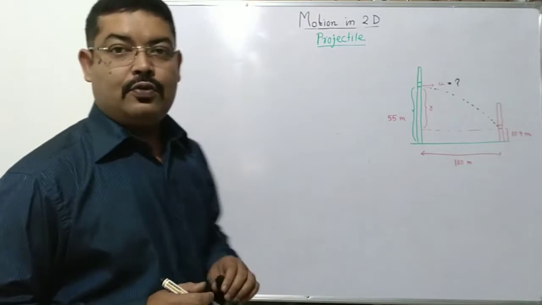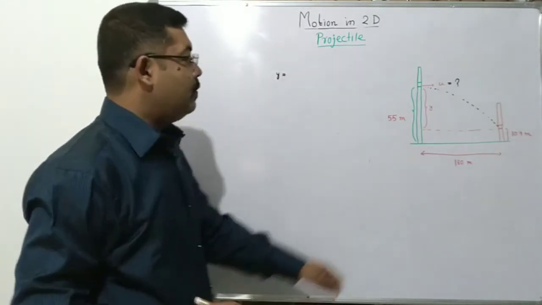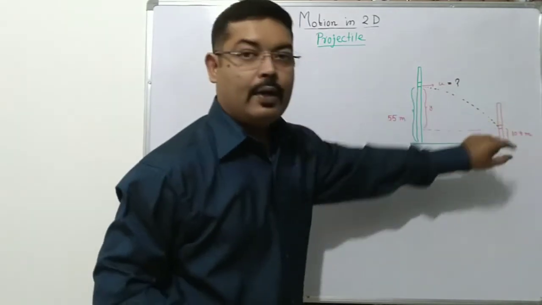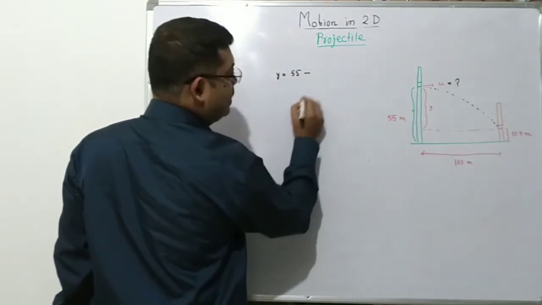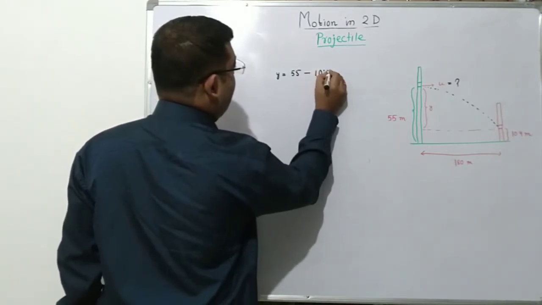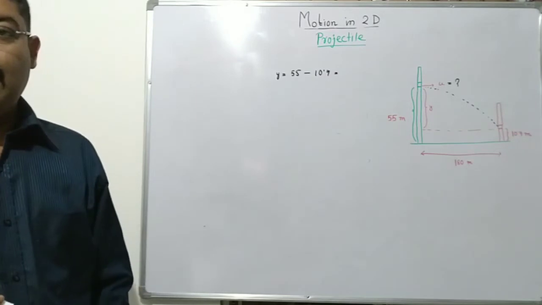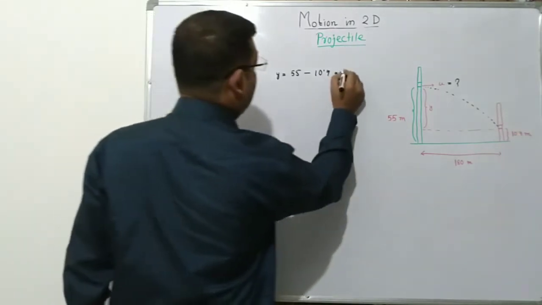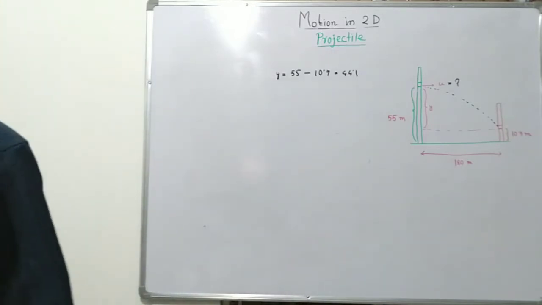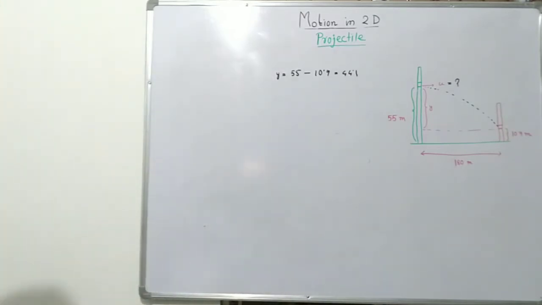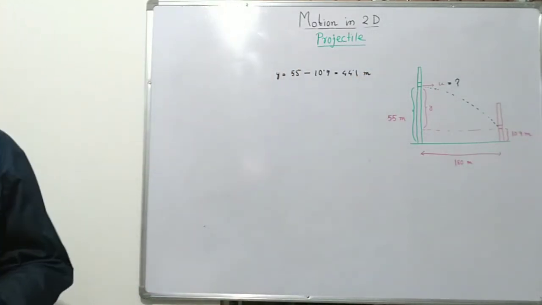Now, to solve this, we first need to find the distance y, or the height y. Now y is simply the difference of height between the first window and the second window. So this is simply 55 meters minus 10.9 meters, which will be 44.1 meters. Am I right? Right. So this is 44.1 meters.